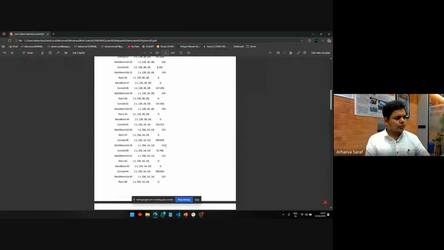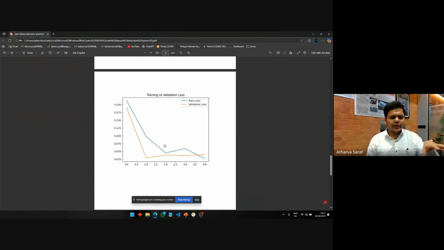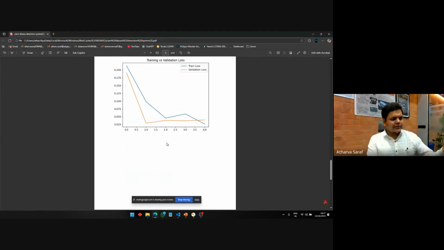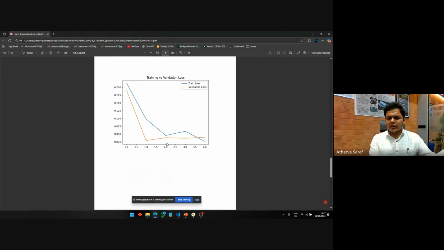Okay. So these are the results of our training set and what the testing looks like. As you can see, the confusion matrix showcases the black rotten and the healthy apple trees and their predictions. The black rotten got 650 right predictions and zero wrong predictions, whereas the healthy class has 3 wrong predictions and 830 right predictions. And the same goes for the validation loss and the training loss.